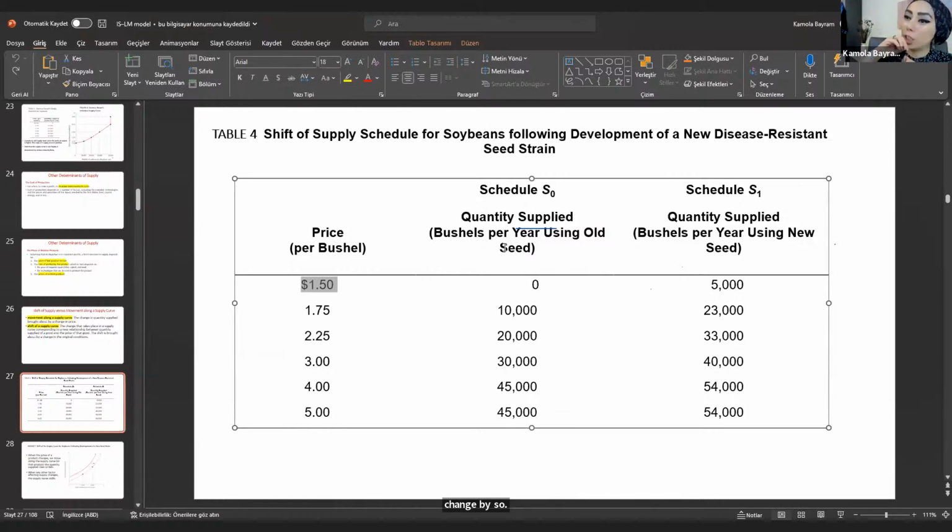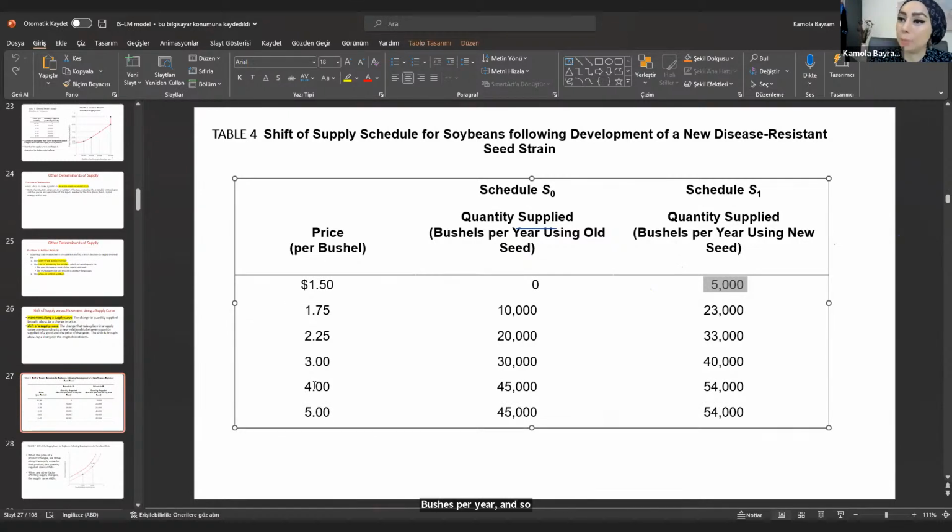There is an innovation in seed production. They produce a new type of seed, which is disease-resistant. Okay, so let us see what is happening. Bushels per year using old seeds, bushels per year using new seed. Now, if the price is 1.5 USD, previously, when we were using old seeds, we cannot supply anything at this price. But with new seeds, we can supply 5,000 bushels per year, and so on and so forth.